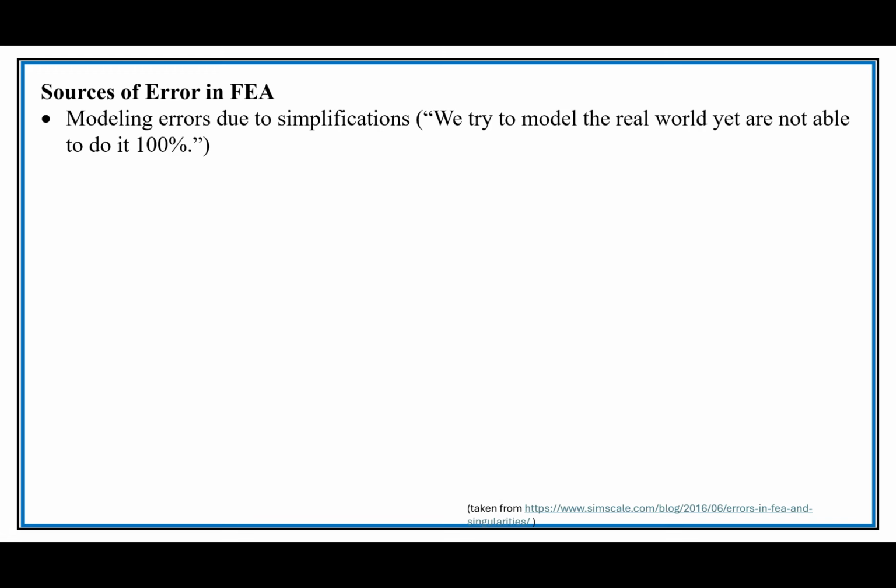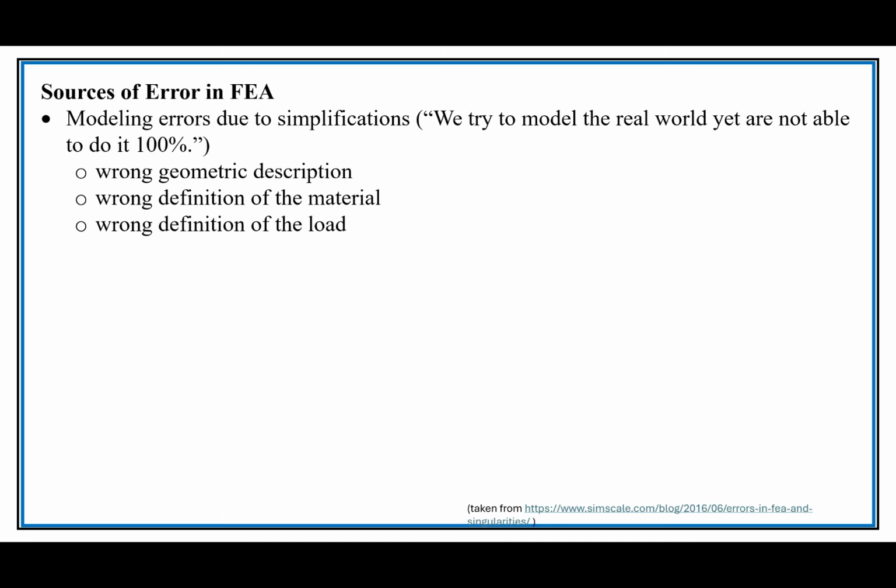You have to know a little bit about how FEA works, so you don't try to include everything but the kitchen sink into a model and expect it to run. But you have to have good judgment in when you do that. So there's the wrong geometric description, wrong material. That's usually okay. You usually don't make it.